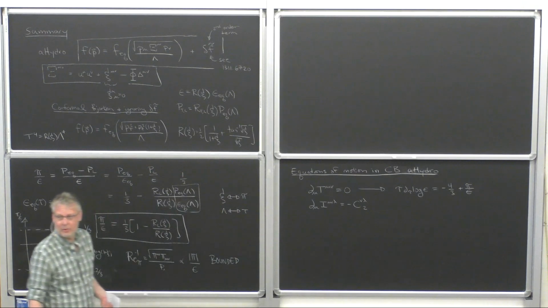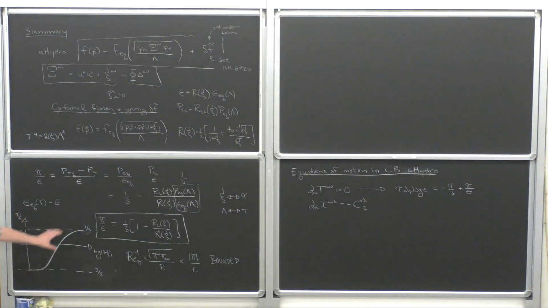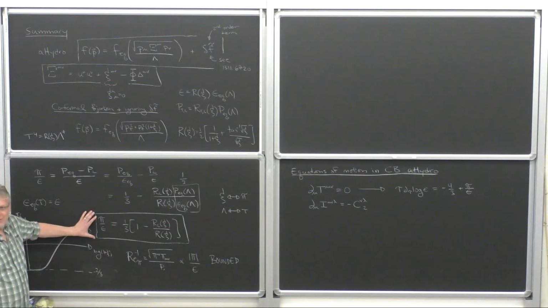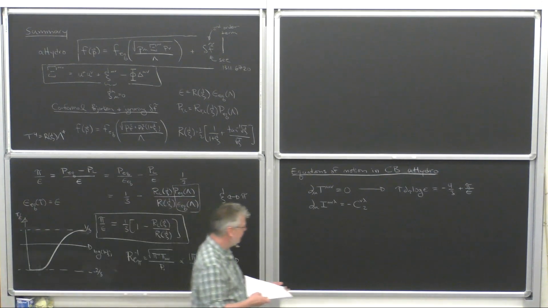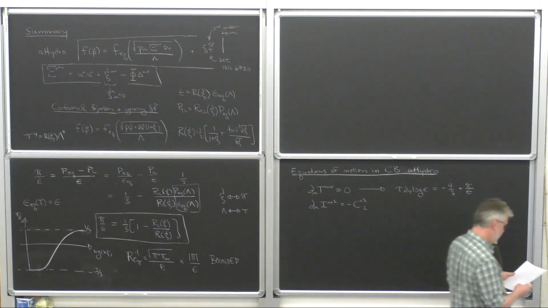That's what we had before, where pi over epsilon, now in the new variables, is this horrible thing in the box over here. But I want to write it in this form for foreshadowing reasons. Good.